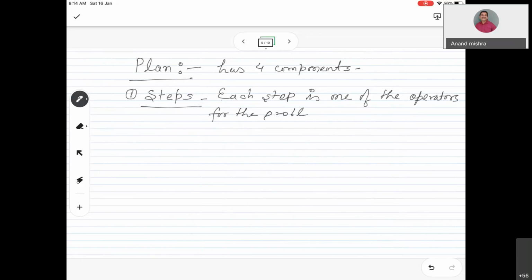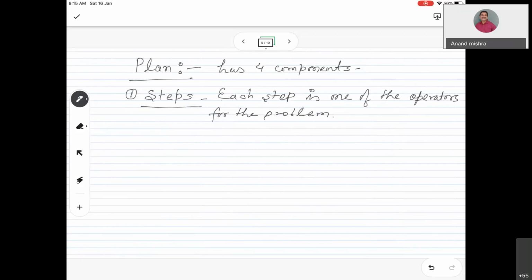So each step is one of the operators in the problem. For example, go to Delhi. Go to Delhi is a step. That's a step we are talking about, and a plan always contains a set of plan steps.